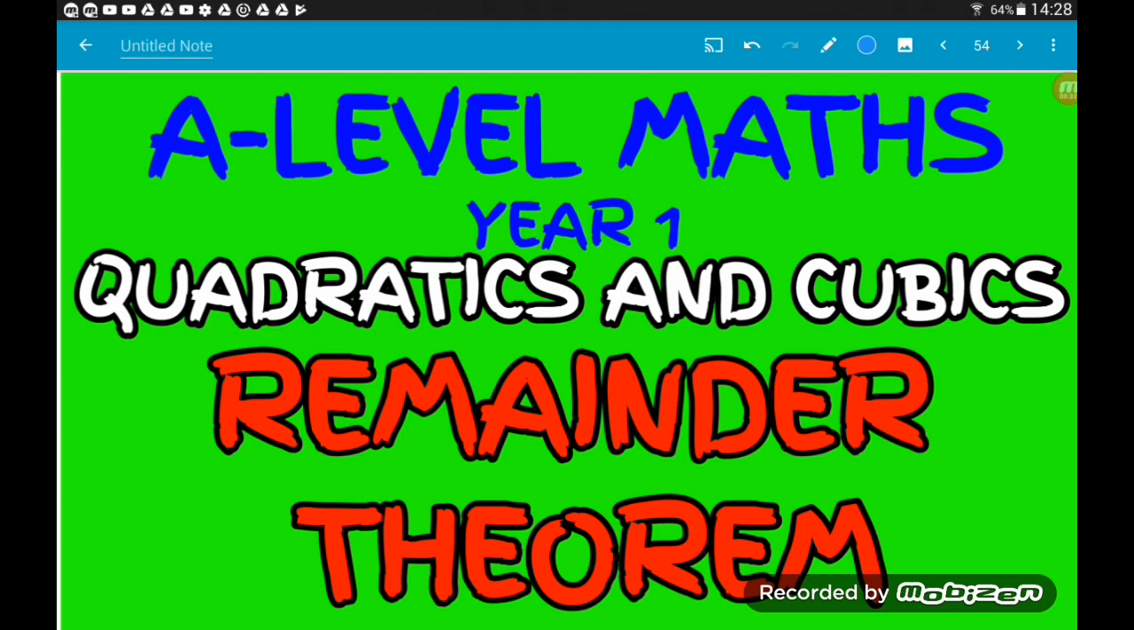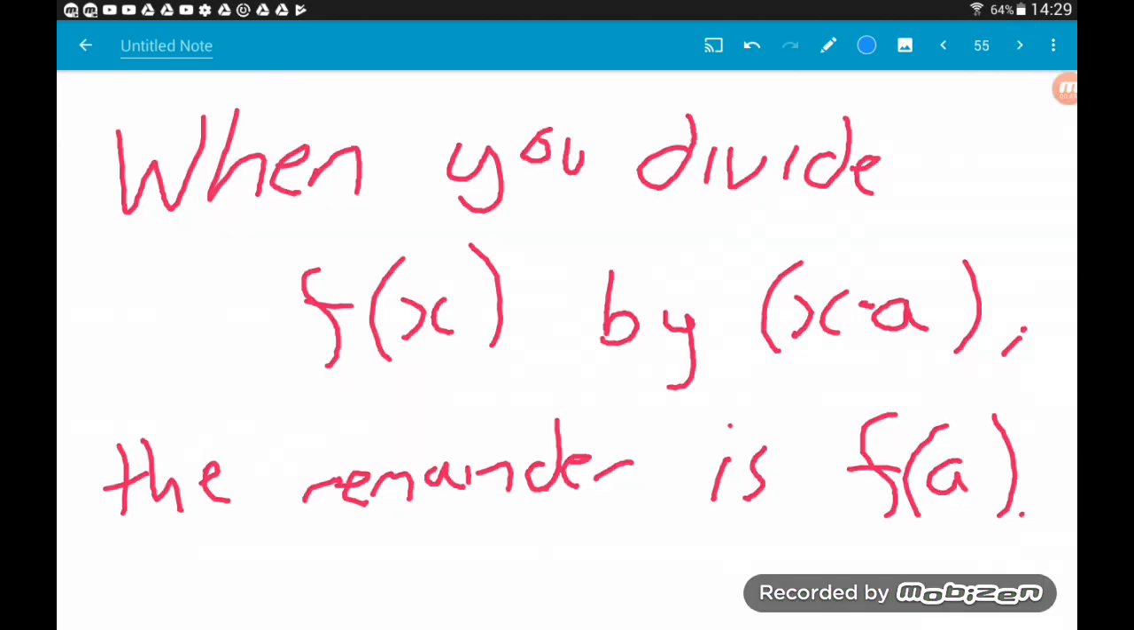When we're dealing with the remainder theorem, we're not dealing with factors, so when we substitute in x equals a, we get a remainder. So, our theorem is that when you divide a polynomial f of x by x minus a, the remainder is f of a. So the value of the function that we get when we substitute in x equals a. So let's have a look at some examples.